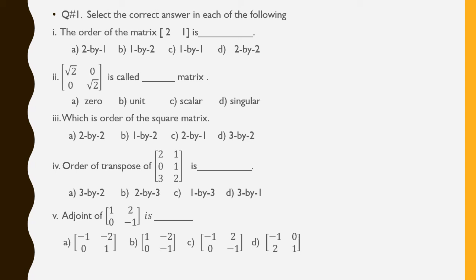Part 4. Order of the transpose of this is dash. When we take the transpose of the given matrix, we have 2 rows and 3 columns. So the answer will be B, 2 by 3. Part 5. Adjoint of [1, 0, 2, minus 1] is equals to dash. You know that in adjoint of matrix, we replace the diagonal values and change the sign of off-diagonal values. So the answer will be A, minus 1, minus 2, 0 and 1.